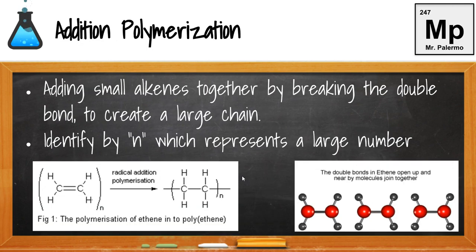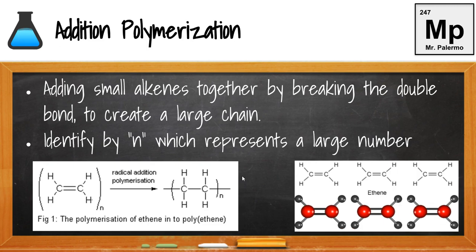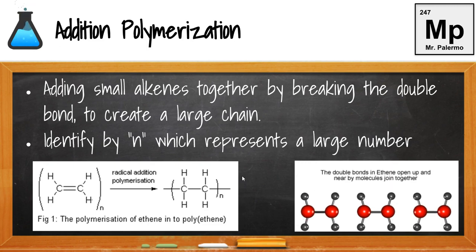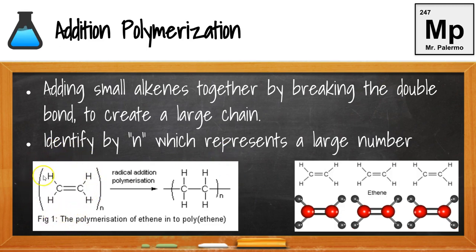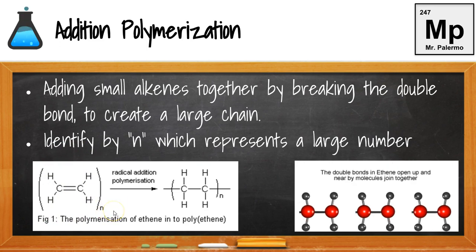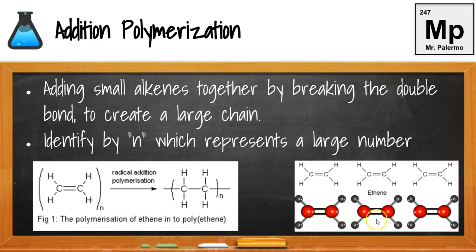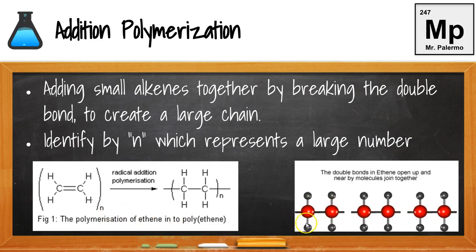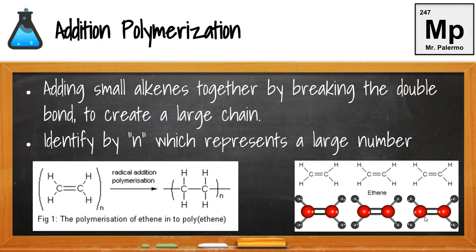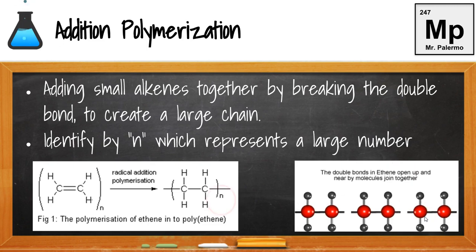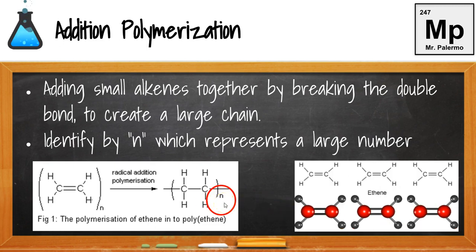One type of polymerization is the addition polymerization, where we're adding small double-bonded alkenes together by breaking that double bond to create a larger chain. How do you identify a polymerization? We look for a monomer, an alkene here, with an N, and N represents a large number, and it means we're repeating this over and over. Here's an example in this animation of a polymerization. The double bond breaks, gives us bonding sites, and they attach to form a longer chain called a polymer. Poly means many. So again, look for that N being a very large number.